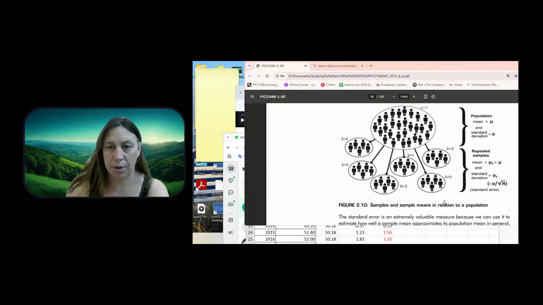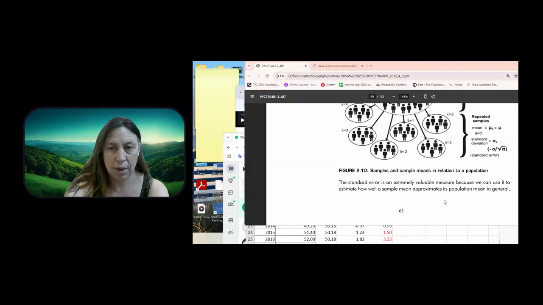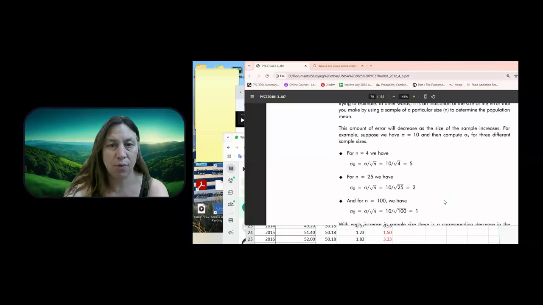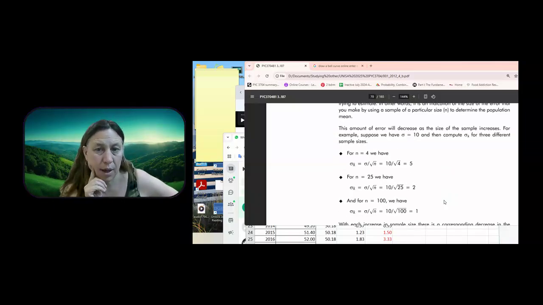we can work out sigma x bar. Okay, and then we can see how accurate it is. So if n is 4, sigma x bar is sigma over the square root of n, so 10 over the square root of 4, we can expect an error rate of about 5. If we have 25, sigma over the square root of n, if our standard deviation is 10, then we can expect an error rate of 2.